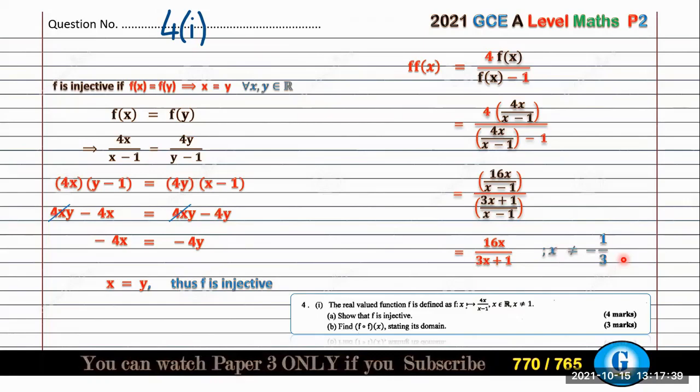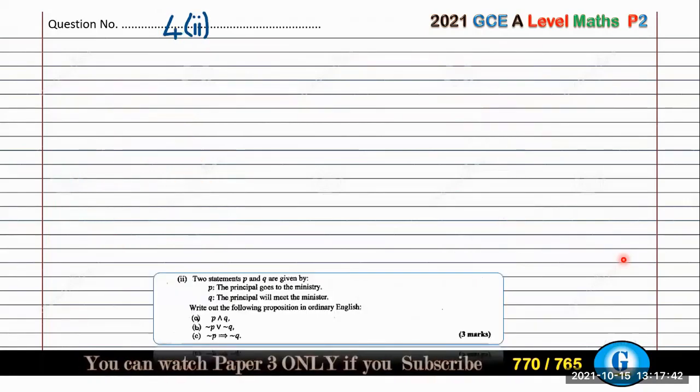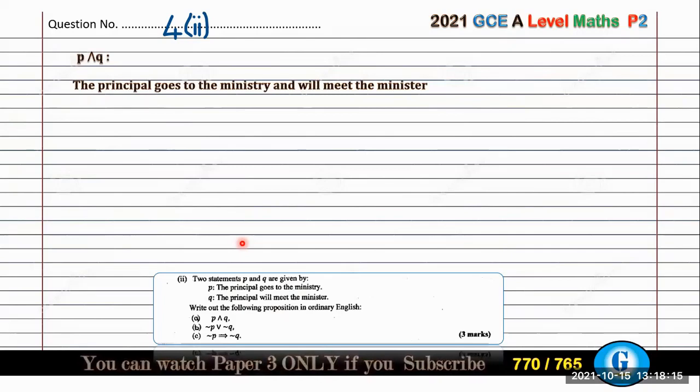The B part is on logic. So we have this logic. Two statements P and Q are given by P, the principal goes to the ministry, and Q, the principal will meet the minister. Write out the following propositions in ordinary English. This is P and Q, right? So the principal goes to the ministry and will meet the minister. That's the first one, the and statement. The principal will go to the ministry and meet the minister. I can equally write it like that. That's English. Then the second part is negation of P or negation of Q.